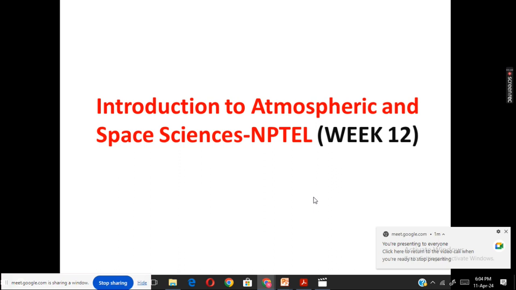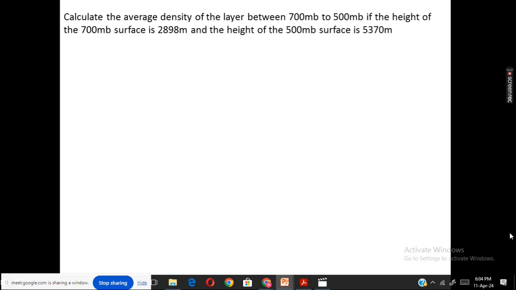So mostly some numericals and some multiple choice questions will be discussed in this session. To start with, we will start with a numerical. The question is, calculate the average density of the layer between 700 MB to 500 MB, if the height of the 700 MB surface is 2898 meter and the height of the 500 MB surface is 5370 meter.